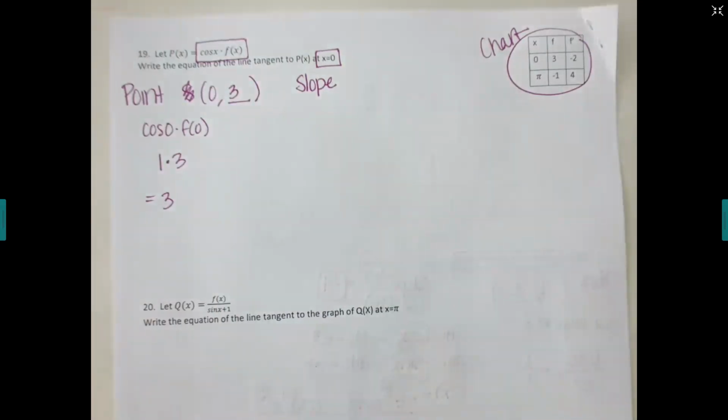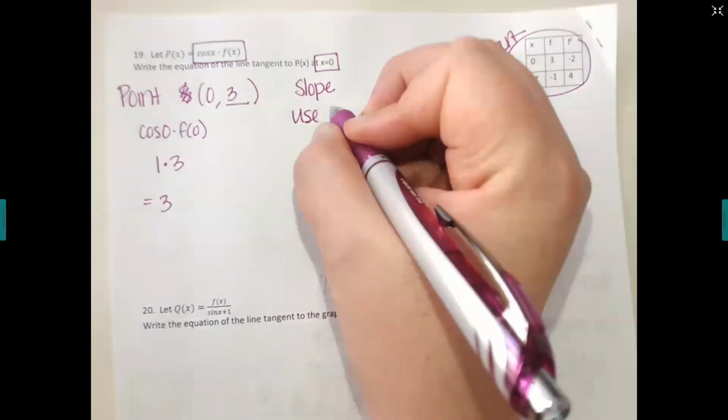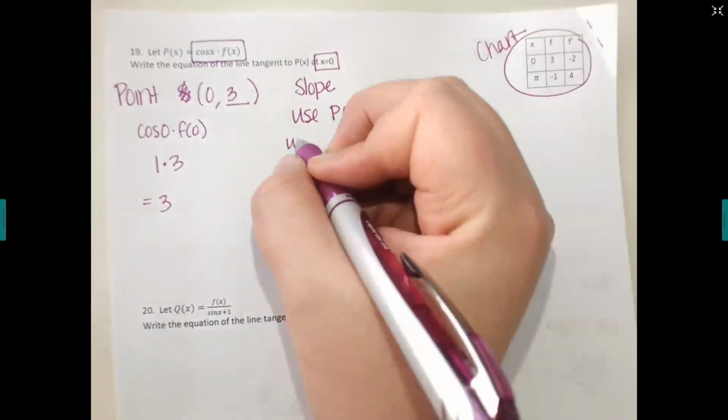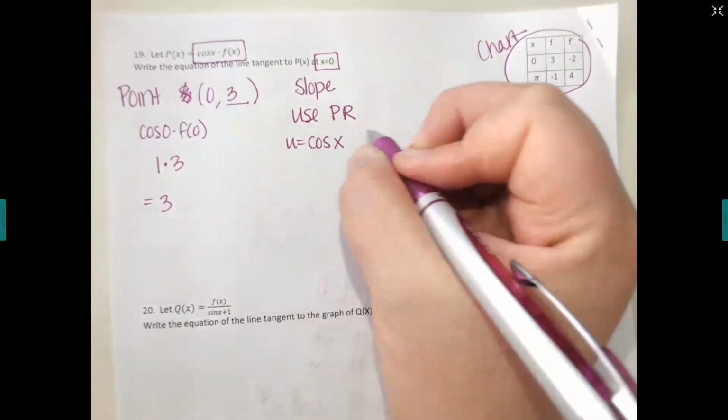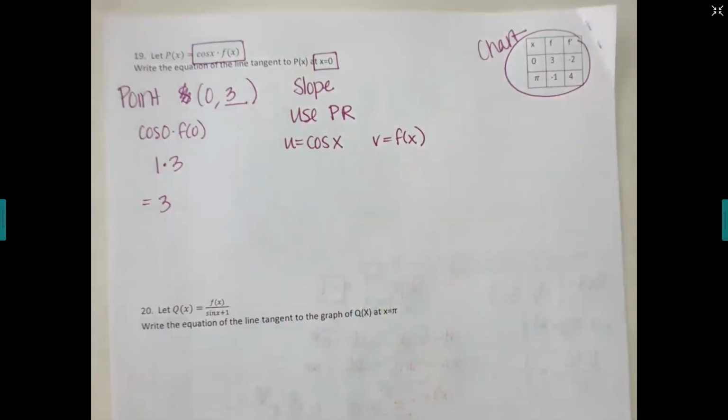Next, I need the slope, and for slope, I need a derivative. Will my derivative require product rule or quotient rule? Product rule, very good. So we're going to need to use product rule. My u is cosine x. My v is f of x. Because I don't just have cosine or just f, otherwise I could take the derivatives. But if they're multiplied, you need product rule for that.